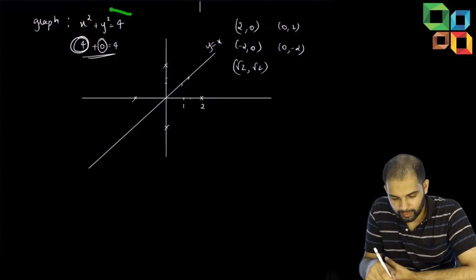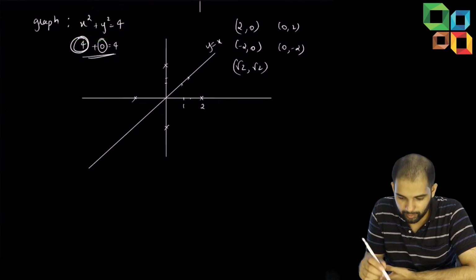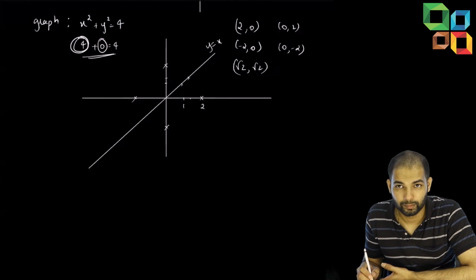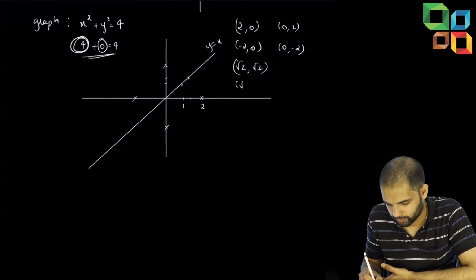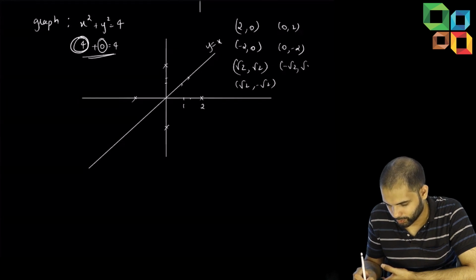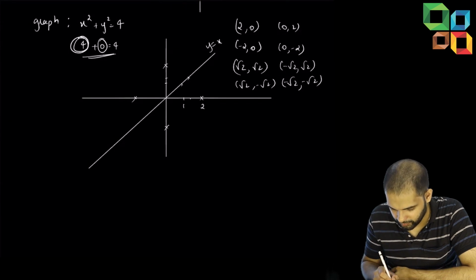We can get 3 more points. What are the points? Root 2 and minus root 2. Yes, root 2 and minus root 2 works. Then minus root 2, root 2, and minus root 2, minus root 2. Again, the same justification.